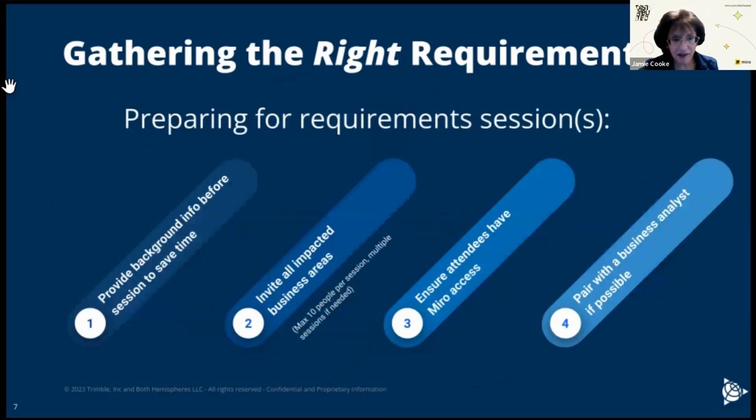I want to put something else on the table. Preparing for the requirement sessions. After you've gathered all this information, it's a lot. And you need to sort it out and cull it and make it manageable. But then you need to provide it to people who are having these discussions in advance. Give them a chance to prepare, a chance to think about it, and also save the time at the actual meetings of having to repeat what you've already provided in any kind of substantial way.